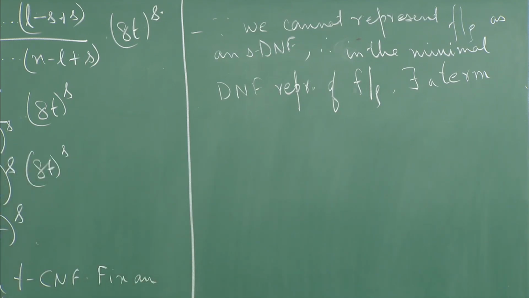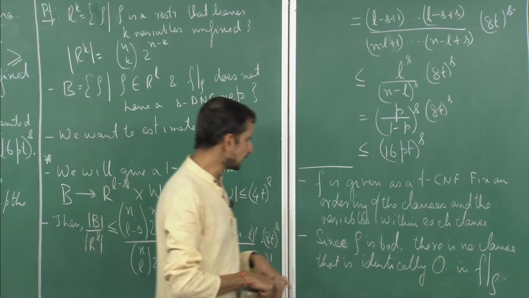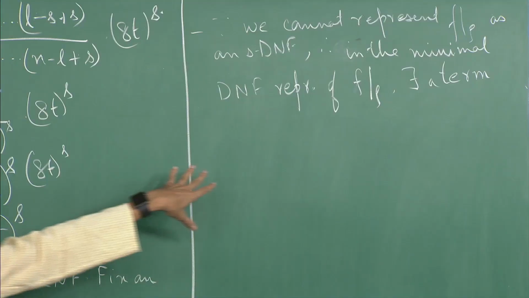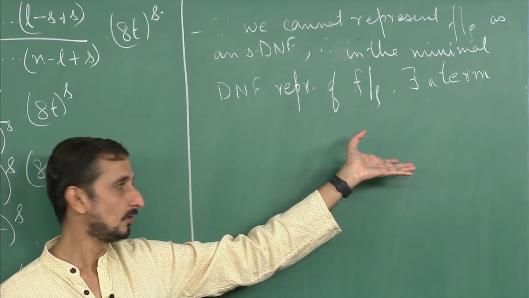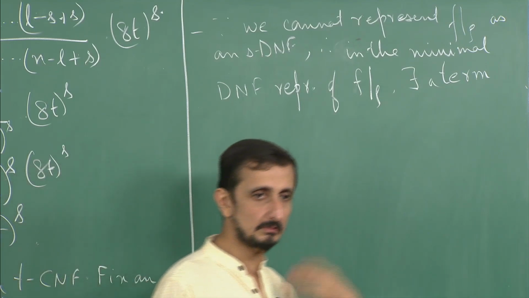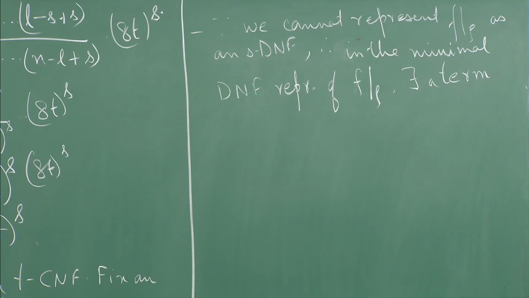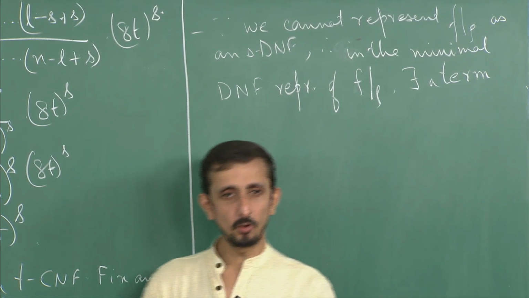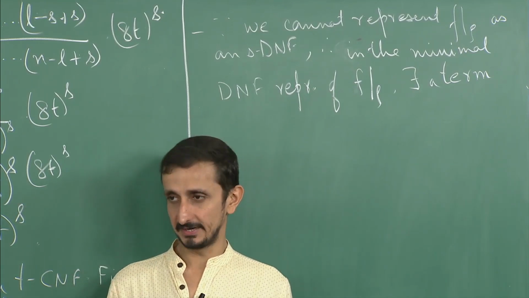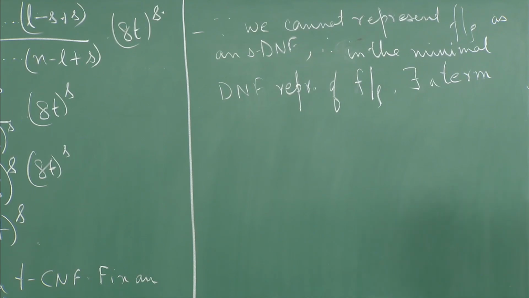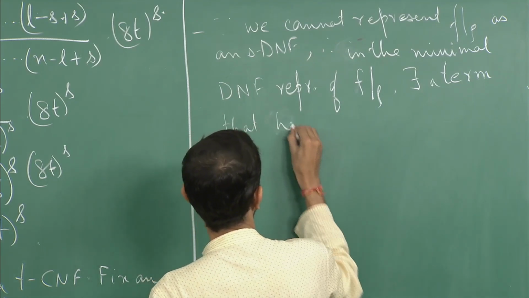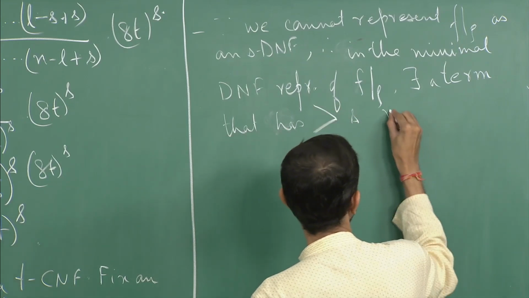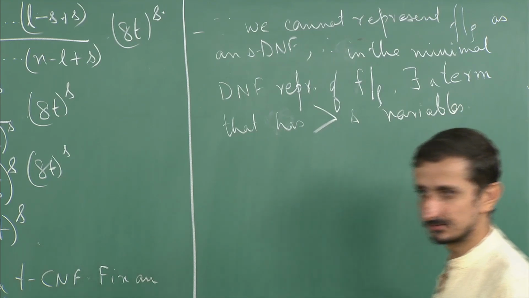So now look at f restricted to rho. By our choice of rho, we know that f restricted to rho does not have a S-DNF representation. So if I look at a minimal DNF representation of f restricted to rho, what can we say about the terms in that representation? Can all the terms be bounded by size S? If in the minimal DNF representation all the terms are bounded by S, then f restricted to rho does have a S-DNF representation, but by our choice that is not the case. So therefore there is a term that has greater than S variables.